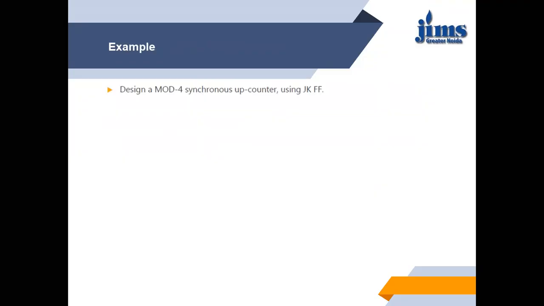Now suppose we have to design a mode 4 synchronous up counter using JK flip-flops. It must be clear that mode 4 will start from 0, then 1, 2, 3. So these are the 4 modes. Mode means the number of states, so it is a modulo 4. We have 4 states, and they can be represented with the help of 2 bits: 0, 1, 2, 3.